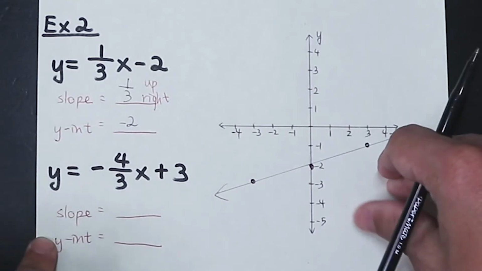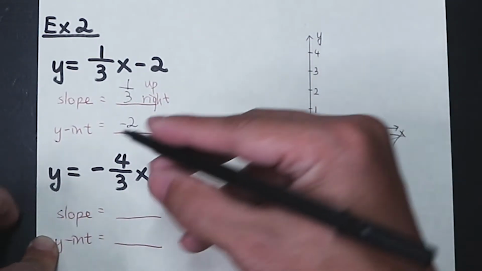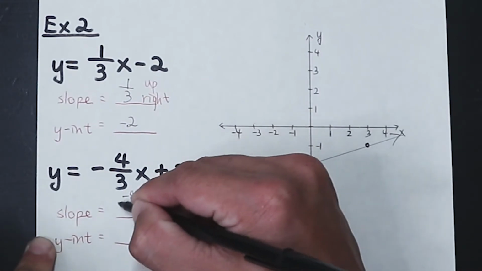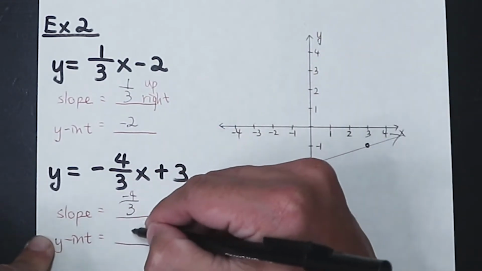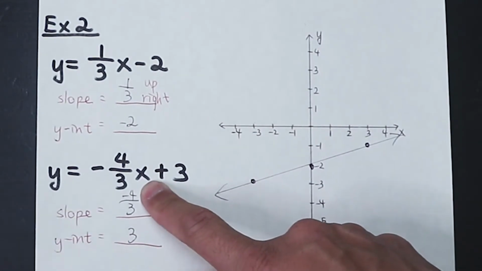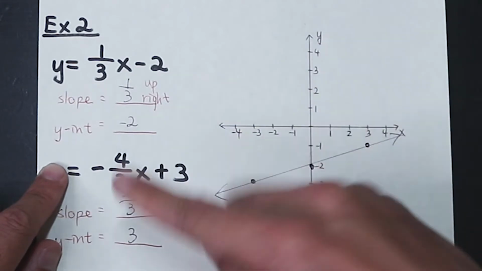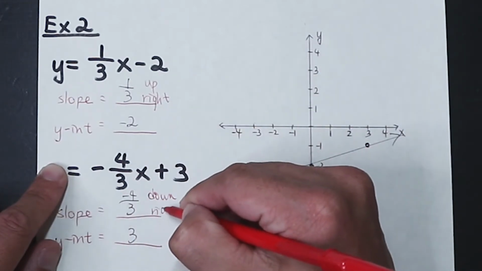Well, the next graph is y equals negative 4/3 x plus 3. Same thing. You're going to find the slope, which is negative 4/3, and then the y-intercept, which is 3. In this case, the numerator of the slope is negative, so it's going to be 4 units down. And then the 3 is going to be 3 units to the right.